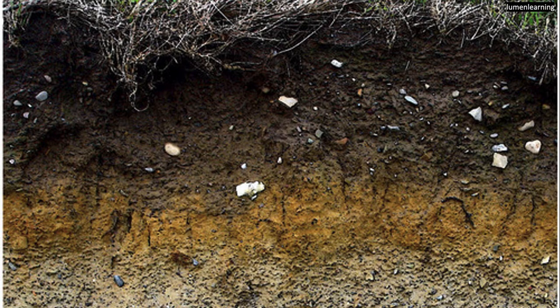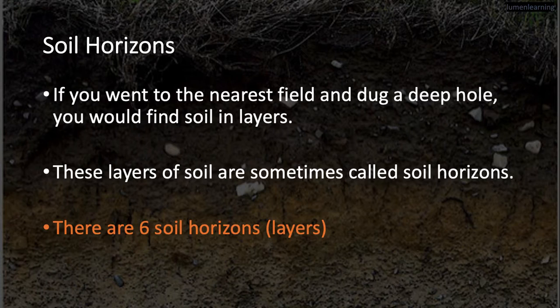Here is a distinct picture of some layers of soil. You can see as we move from top to bottom, it goes from a dark brown to kind of a sandy color. At the top, there's going to be more nutrients for plants and animals, and at the bottom, there's going to be less. If we went into the nearest field and dug a deep hole, you'd find the soil in layers. These layers of soil are sometimes called soil horizons.